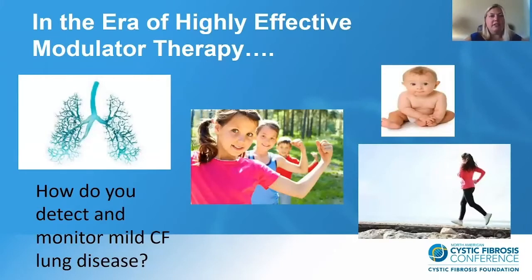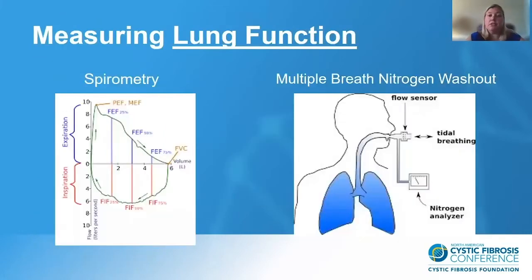The question facing all of us as clinical researchers is, in the era of highly effective modulator therapy, how do you detect and monitor mild CF lung disease? So certainly we know that we can measure lung function routinely, and I think all of us are fairly familiar and comfortable with the use of spirometry. One of our later speakers is going to talk in depth about multiple breath nitrogen washout, which is gaining traction as both a clinical and research measure. But these don't offer any information regarding the structure, the anatomic structure of the lung.